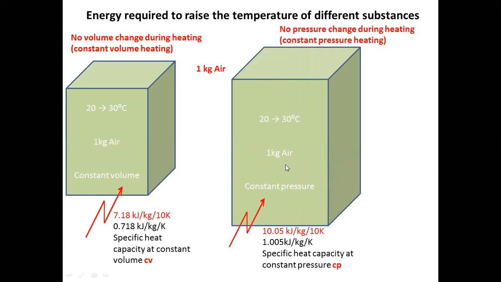So here again, 1 kg, constant pressure and constant volume. Here you maintain the same volume when you raise the temperature from 20 to 30. Here you maintain the pressure and let the volume increase, and the temperature rises from 20 to 30 under the same pressure. And this is your specific heat, 1.005 kilojoule. Here your specific heat is 0.718. You have to understand this magical nature.